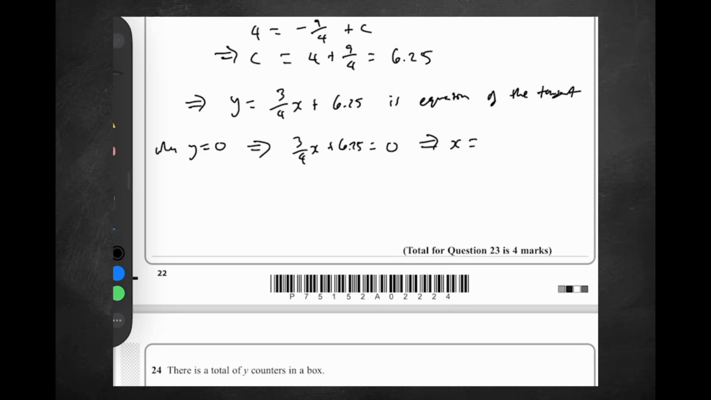Therefore, x equals, so what we're going to do is we will take the 6.25 on the other side, and we're going to divide it by 3 and multiply it by 4. So all I've done there is I've moved this over here so that we have 3/4 x equals minus 6.25, divided through by 3, times through by 4, and x therefore equals minus 8.3 recurring, not minus 8. So Alex is wrong.